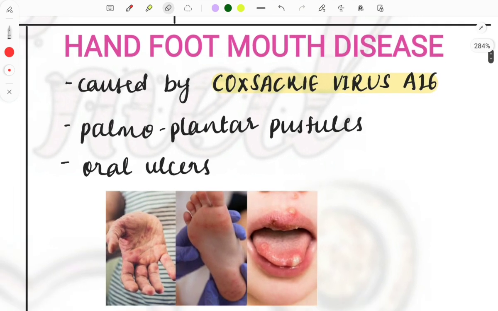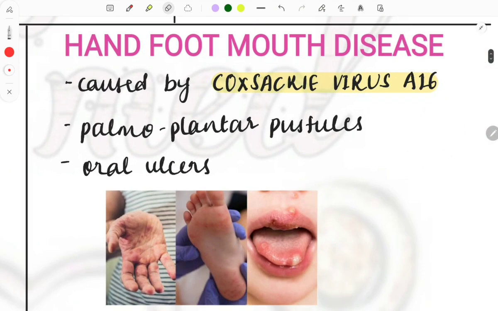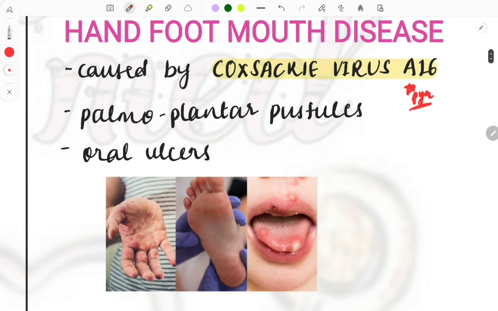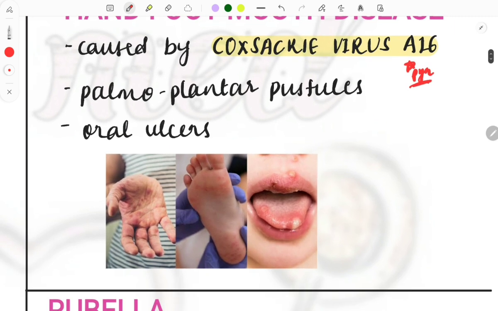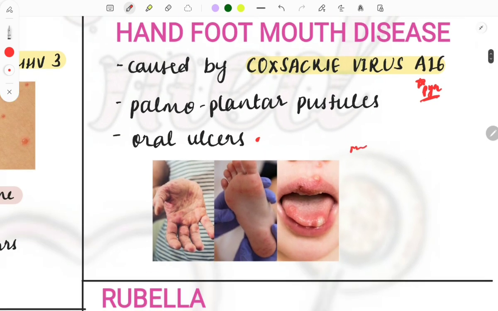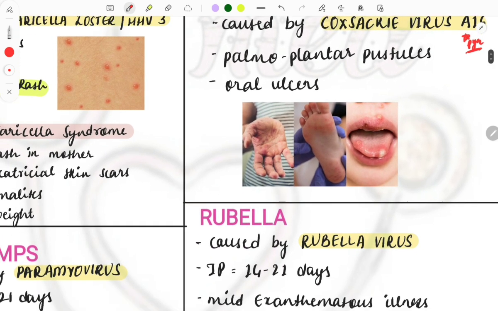Then hand, foot, and mouth disease, the causative organism is Coxsackie A virus. So this was a PYQ. A simple one-liner was asked, and the characteristic features are oral ulcers and palmoplantar pustules. See, from the name itself you can easily come to know that the mouth is involved, the hand is involved, and the foot is involved. So these are the images given, and it is a viral infection. Okay, so this is what you must remember from hand, foot, and mouth disease.